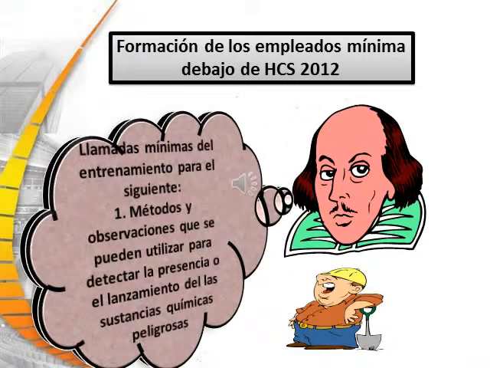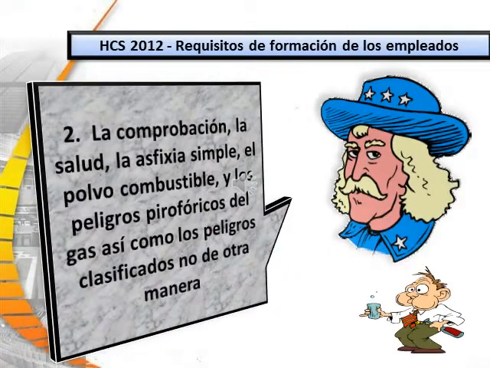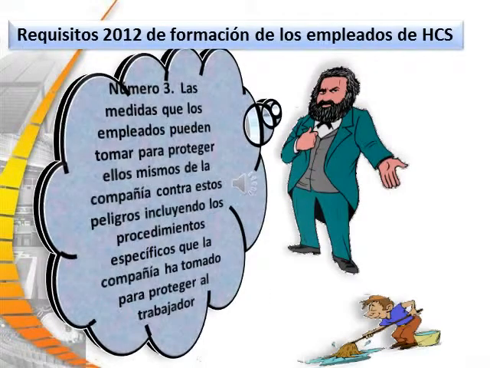Minimum training calls for the following. Number 1, methods and observations that may be used to detect the presence or release of hazardous chemicals. Number 2, the physical, health, simple asphyxiation, combustible dust, and pyrophoric hazards, as well as hazards not otherwise classified. Number 3, measures that the company's employees can take to protect themselves from these hazards, including specific procedures that the company has taken to protect the worker.